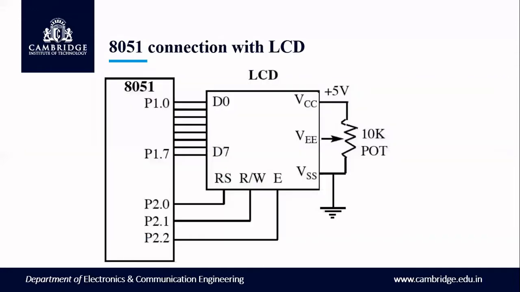So let us see here the connection, how a connection is made in order to send the data from 8051 to LCD. So here port 1 is connected with D0 to D7, and P2.0 is connected with RS. P2.1 is connected with read write, and P2.2 is connected with enable. So these are the control signals, we call them, in order to send or receive.